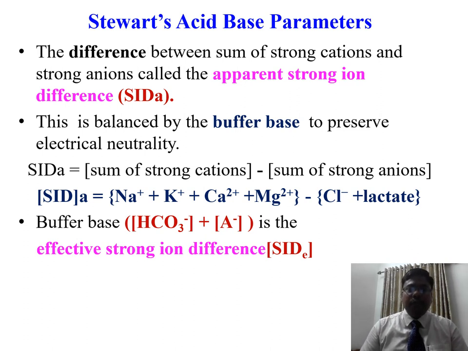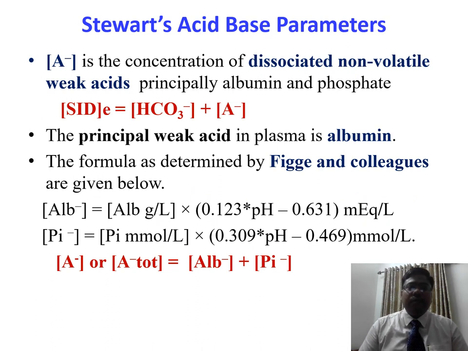So the main cations, sodium plus potassium plus calcium plus magnesium, minus the strong anions, chloride plus lactate. Buffer base includes bicarbonate and A minus. A minus denotes the concentration of dissociated weak acids, mainly albumin and phosphate. So the buffer base, bicarbonate plus A minus, is the effective strong ion difference. A minus is the concentration of dissociated non-volatile weak acids, principally albumin and phosphate.